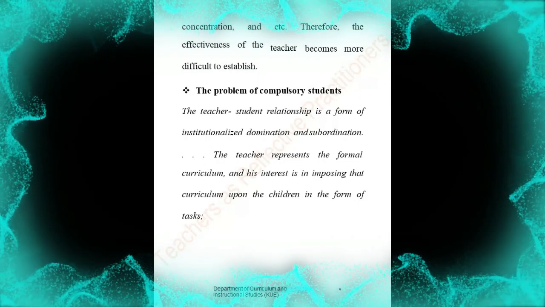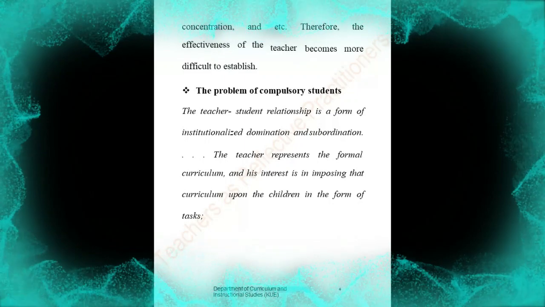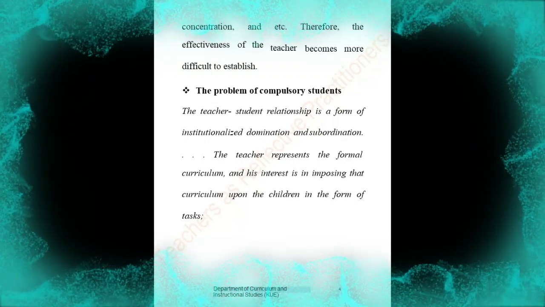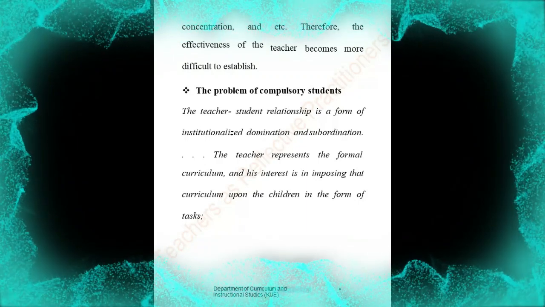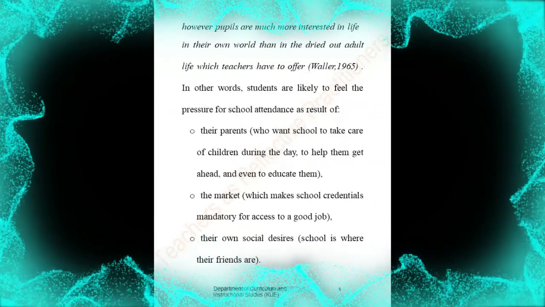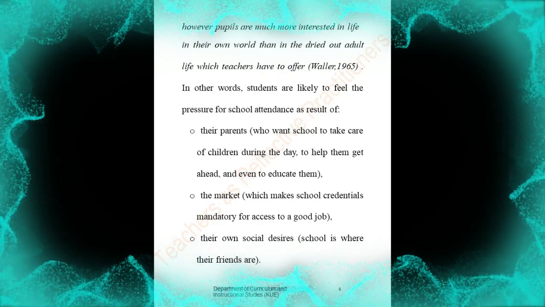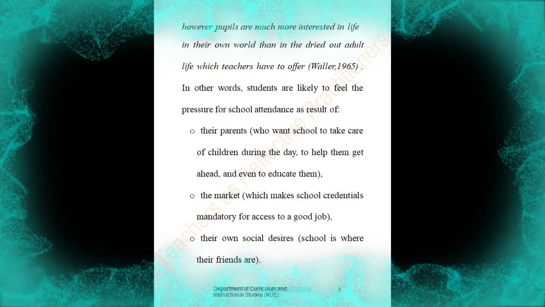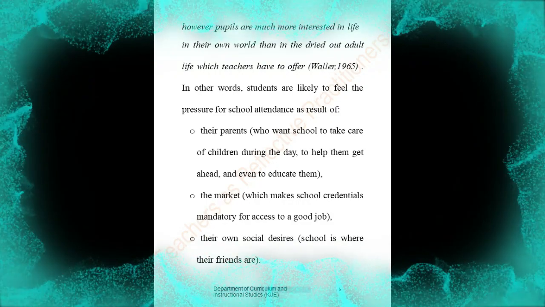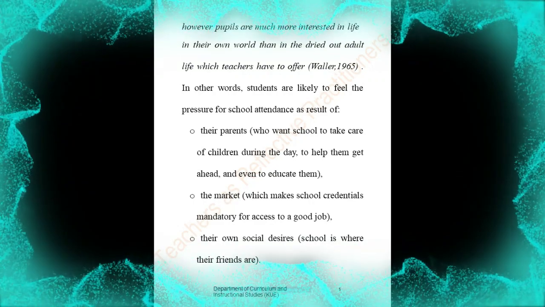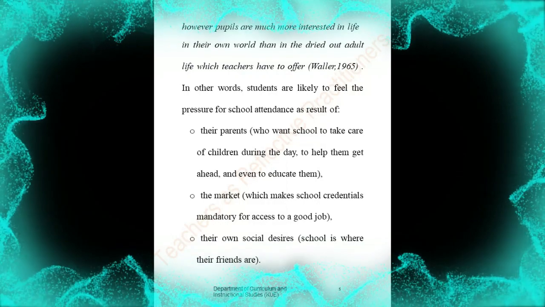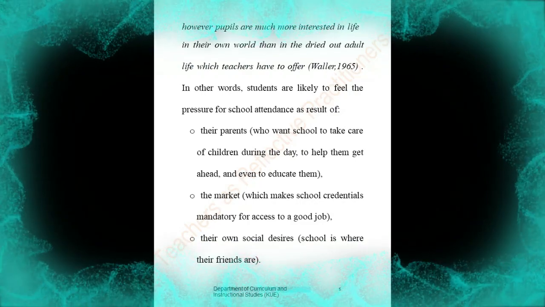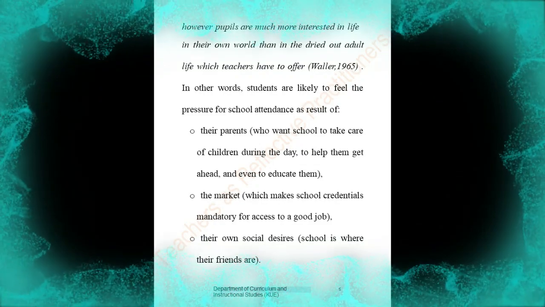The problem of compulsory students. The teacher-student relationship is a form of institutionalized domination and subordination. The teacher represents the formal curriculum, and his interest is in imposing that curriculum upon the children in the form of tasks. However, pupils are much more interested in life in their own world than in the dried-out adult life which teachers have to offer (Waller, 1965). In other words, students are likely to feel the pressure for school attendance as a result of their parents, who want school to take care of children during the day, to help them get ahead, and even to educate them; the market, which makes school credentials mandatory for access to a good job; and their own social desires, since school is where their friends are.